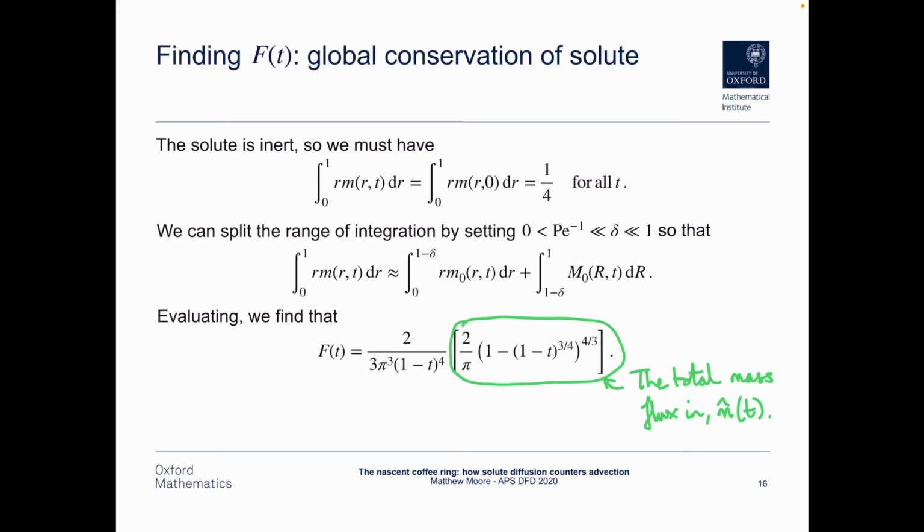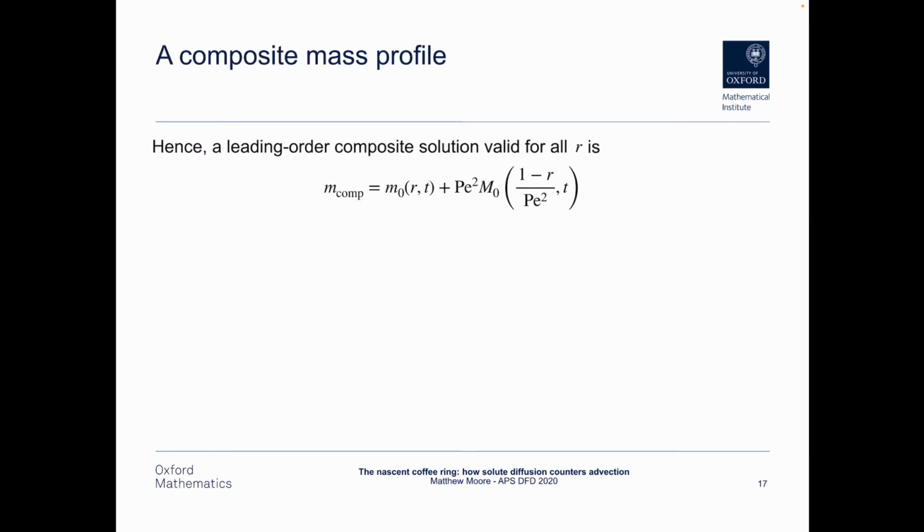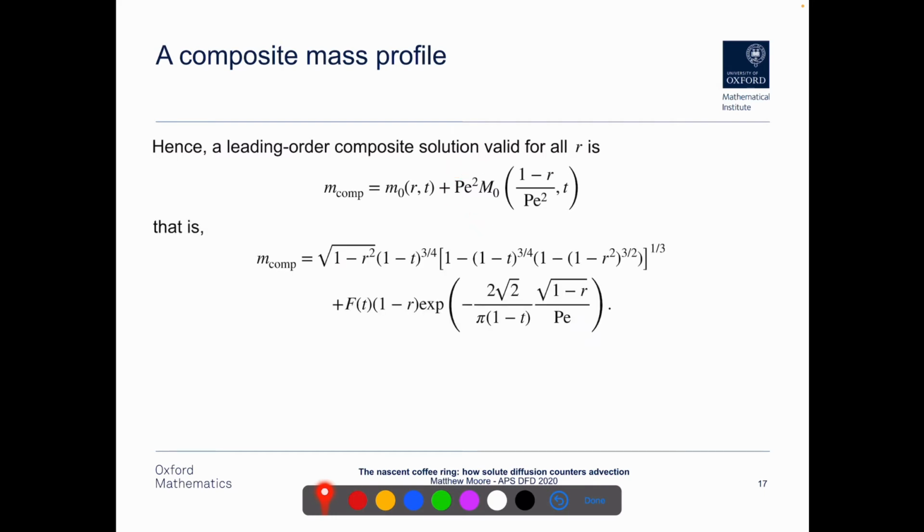Okay, great. So now we've got our inner solution. All we need to do is add it to the outer solution that we found previously, and then we can write down a composite solution that should be valid to leading order everywhere in the drop. So this is the solution we got from the outer advection problem, and here's the solution from our diffusive boundary layer, which, given their explicit functional forms, is this.